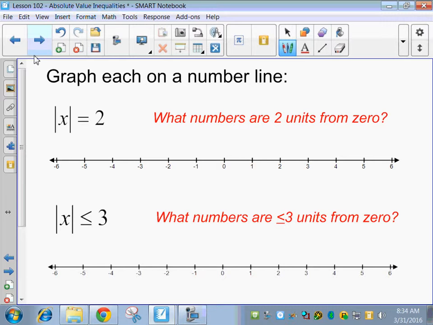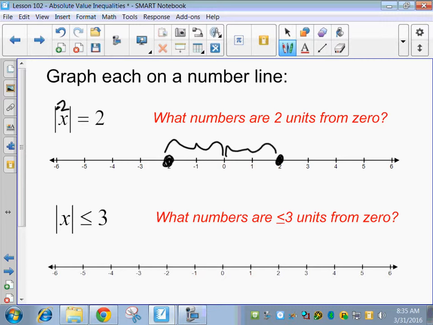So the absolute value of x equals 2. You want to ask yourself, what numbers are 2 units from 0? Yeah. 2 and negative 2. Okay? So positive 2 is 2 away from 0, right? A distance of 2 away from 0. And so is negative 2, right? So if you put 2 in, the absolute value of 2 is 2. And if you put negative 2 in, the absolute value of negative 2 is 2. Anything that's negative is positive.